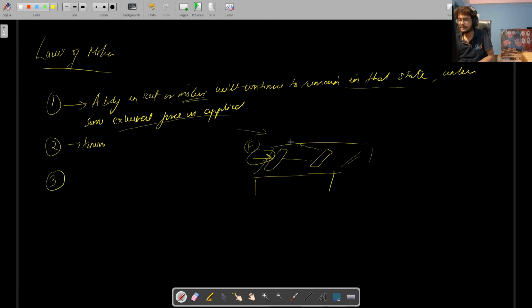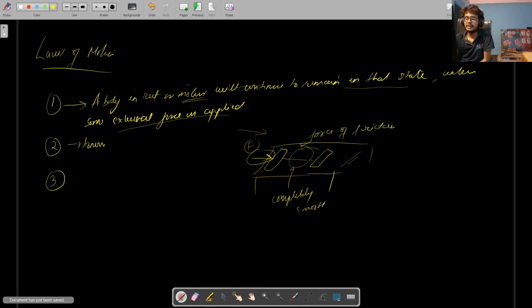Why is this happening? This is because the surface of the table is not completely smooth. This surface of the table will apply a force that will be against the motion of the body, and that force is known as the force of friction, F-R-I-C-T-I-O-N. So force of friction, okay?